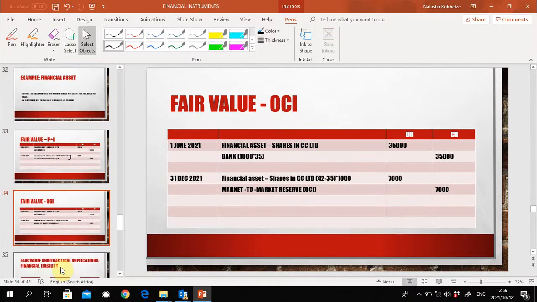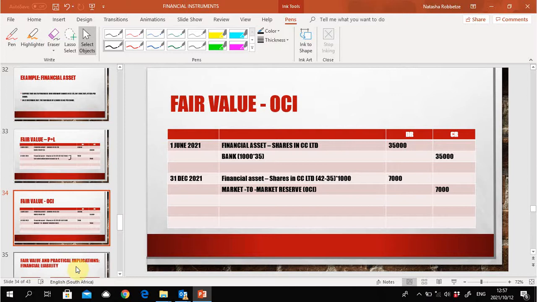Suppose that it was through OCI. We take the same example. It's a financial asset, but it's through OCI. What will the entries look like then? So you will still recognize your financial asset and put the money or take the money out of the account when you buy it. And then when there's an adjustment, you will still measure the fair value adjustment, but you will put it in a market-to-market reserve OCI. So there's no fair value adjustment income or fair value adjustment expense. It's now OCI. That account is called market-to-market reserve. So that's the difference between OCI and profit or loss.